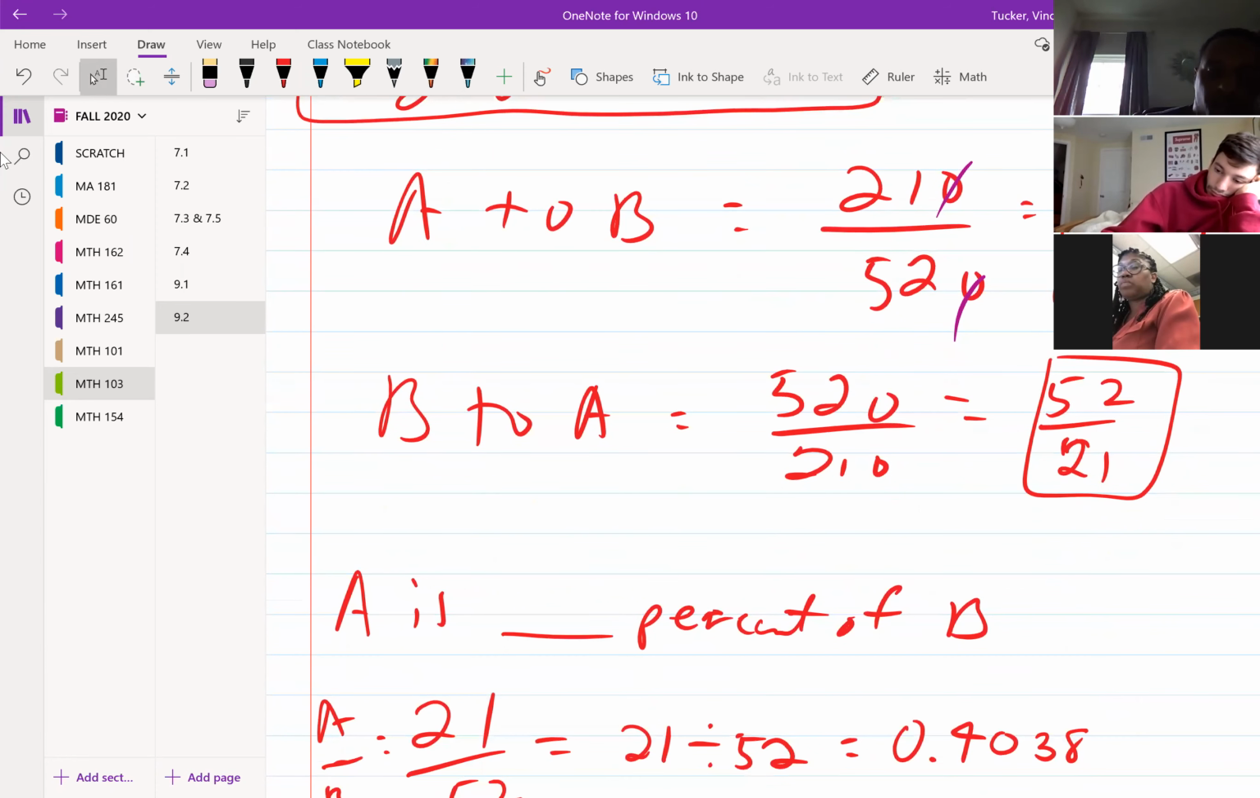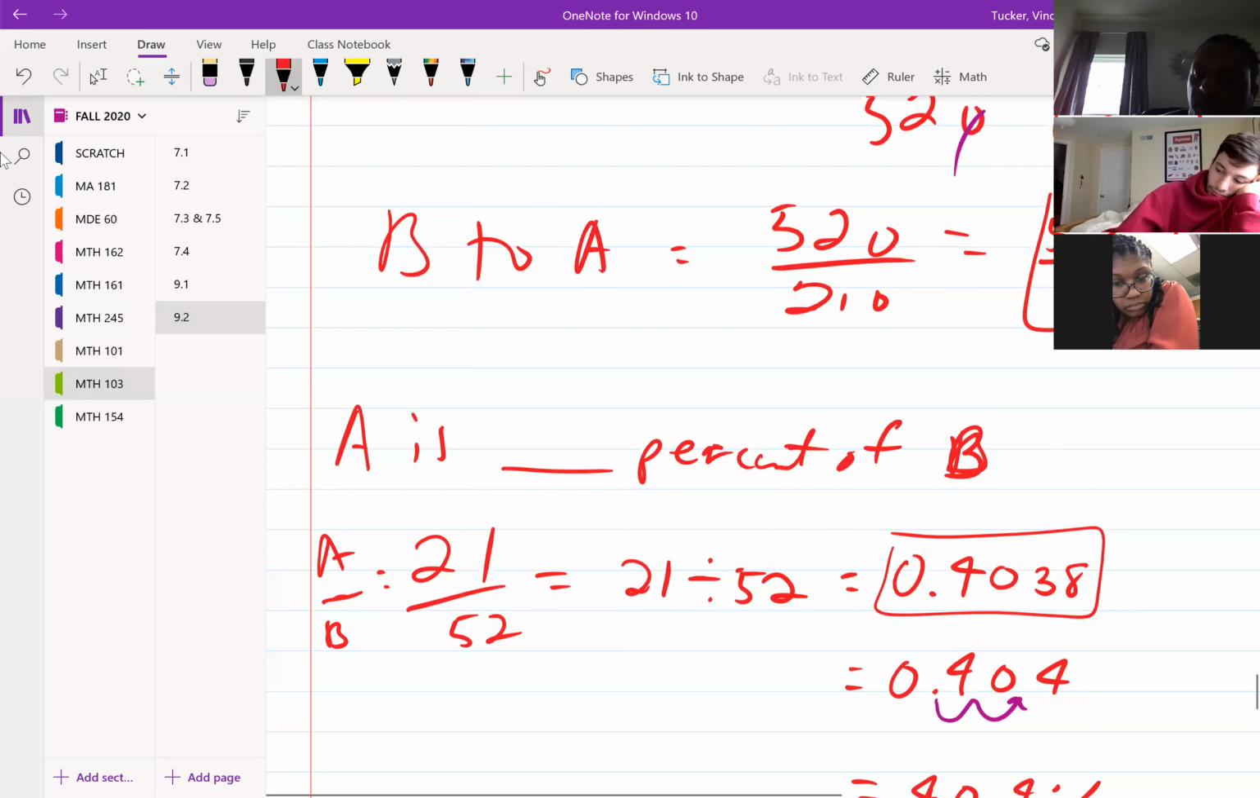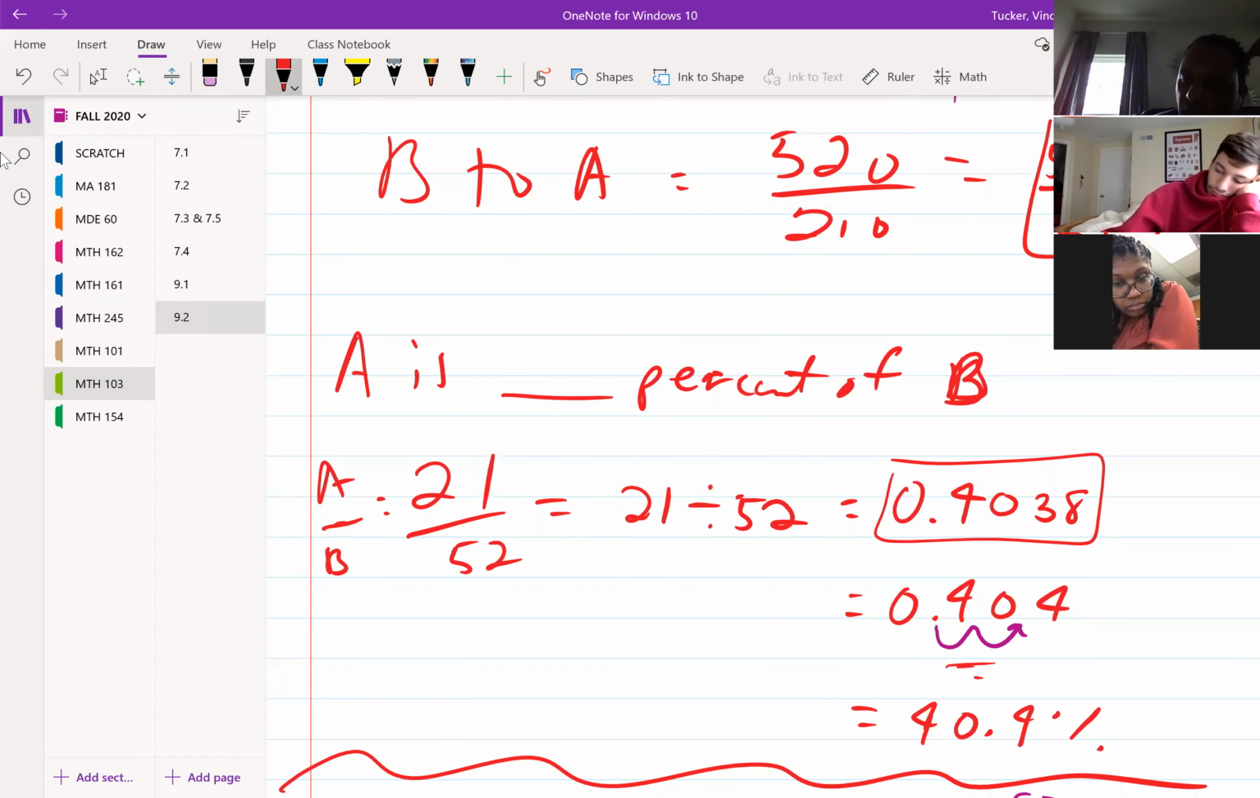Then in that same question it says A is blank percent of B. So if you want to find how much of a percent A is to B, you would take A over B and divide it out. So 21 over 52 gives you 0.4038. And they tell you to round your percentage to one decimal place. So don't forget, whenever you want to convert a decimal to a percent, you move your decimal 2 places to the right. So that's what we did right here. And that'll give you 40.4%.